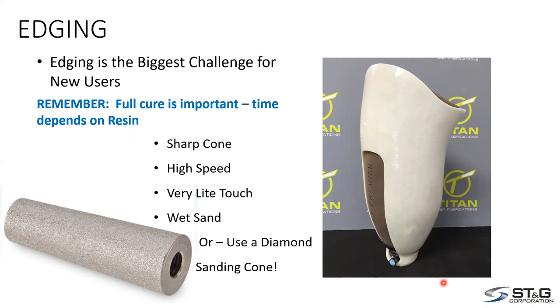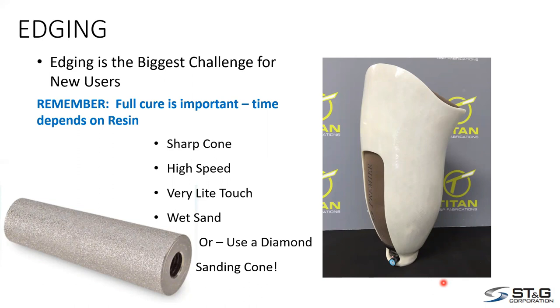One of the most important things though is to make sure that your resin is fully cured. If you don't give it enough time to cure, you're going to have a soft lamination. And no matter what you do, it's going to come out a little fuzzy because now you're going to burnish off the resin easier.